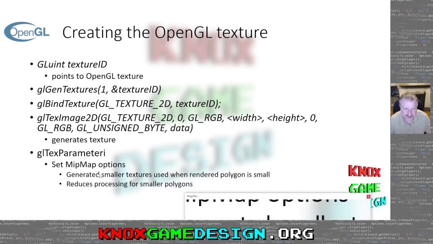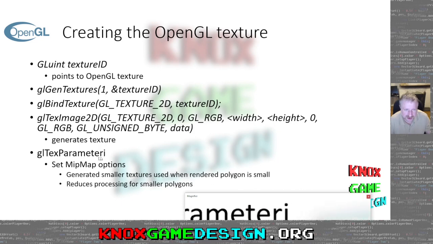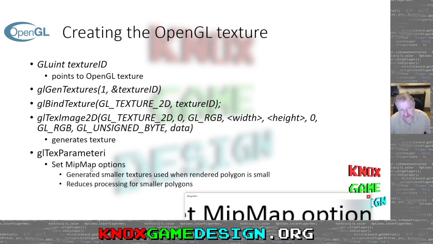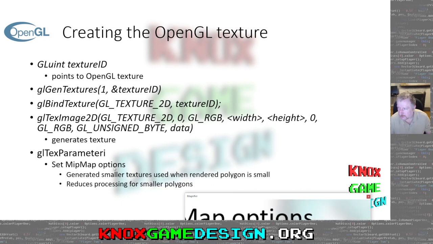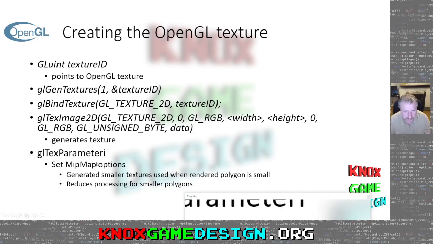There are also some additional commands you can use, like glTexParameteri. You can use that to do things like setting mipmap options. I'm not really going to go in depth about mipmapping, but basically it generates smaller texture mapped images in memory for you. So if a polygon is really far away, or if it's small, then it doesn't use the full high resolution image for doing the texture mapping.